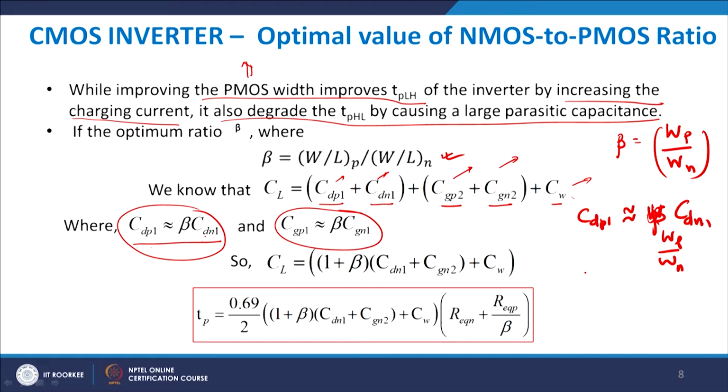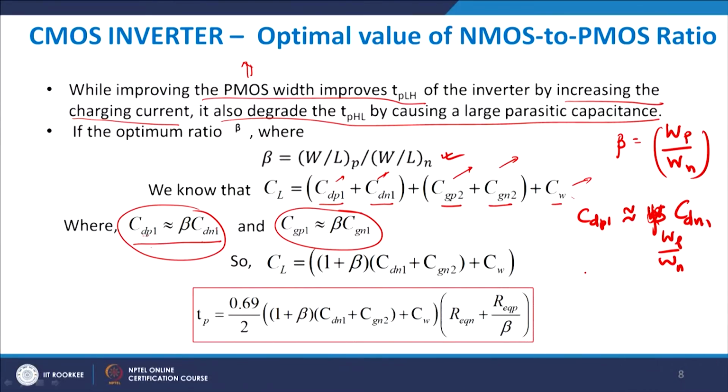So, CDP 1 is basically the depletion capacitance of PMOS 1, which will be beta times the depletion capacitance of NMOS 1 because the width has increased by beta times. Similarly, the gate capacitance of the second case will be approximately beta times, because capacitance is directly proportional to the width and therefore you directly multiply. So, if you look at CL and put this into this formula, I get 1 plus beta times CDN 1 CGN plus CBN 2.